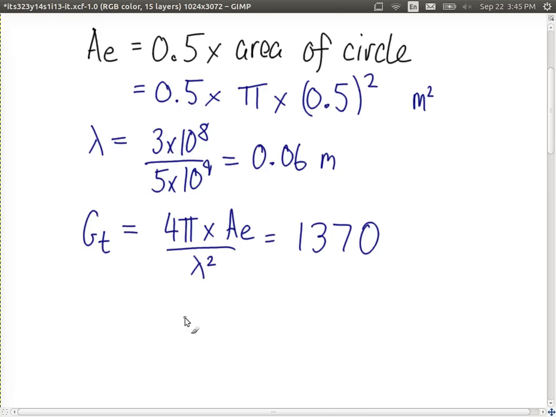What's the gain of the receive antenna? We calculate the same. We're lucky in this question, the size of the receive antenna is the same as the transmit antenna. Therefore, the gain will be the same. It doesn't have to be the same. The antennas can be different sizes. They may have different gains, but in this question, they are the same. We're almost there.